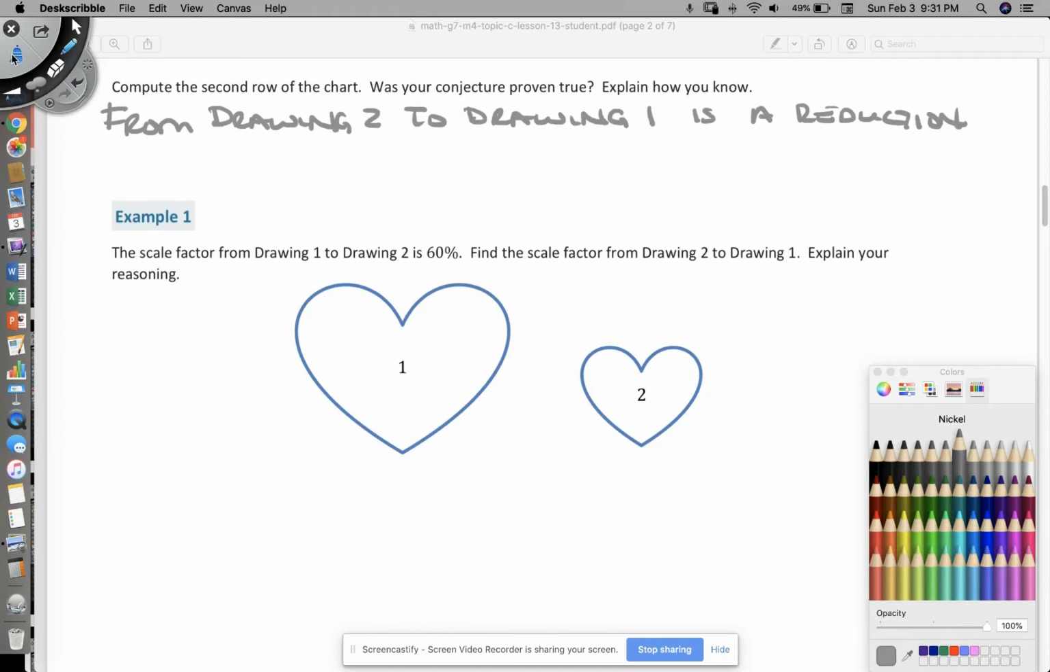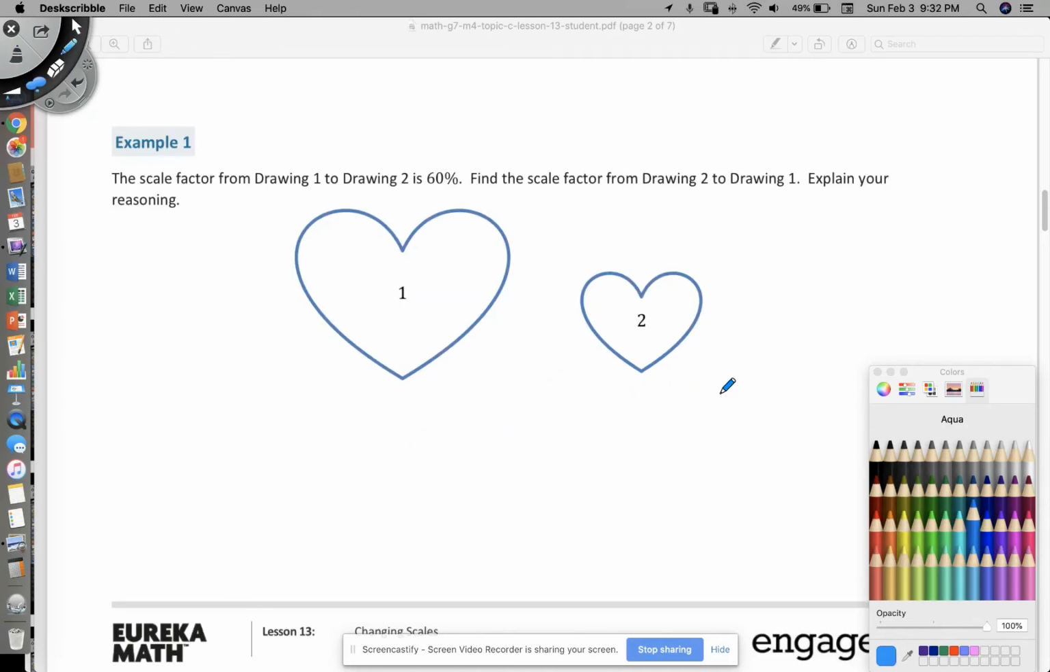Now we have some hearts here on example 1. All right, so the scale factor of drawing 1 to drawing 2 is 60%. So that makes this the original, and it makes this one the 60. Since we don't have any lengths on this one because the side lengths are curved, we're going to set this up like an equation. We're going to say 100% equals percent times 60. Now I have to figure out what this percent is, so I need to move that 60. So I'm going to divide by 60 on both sides.